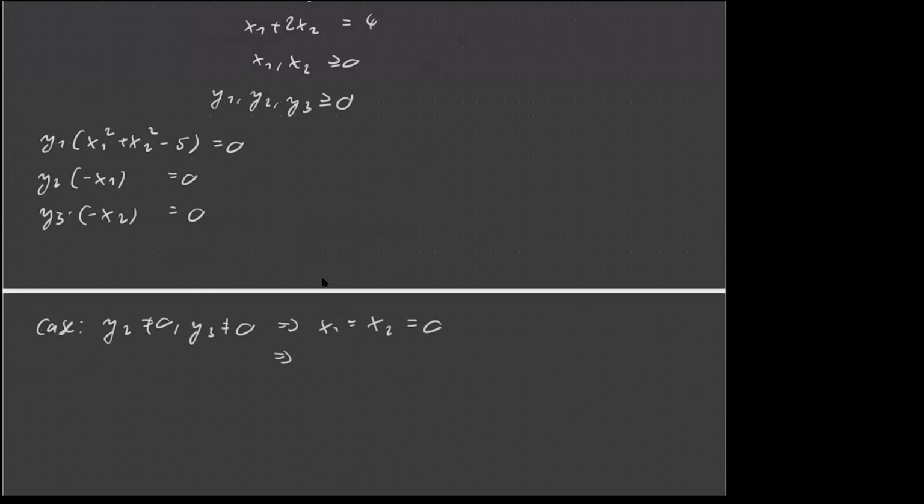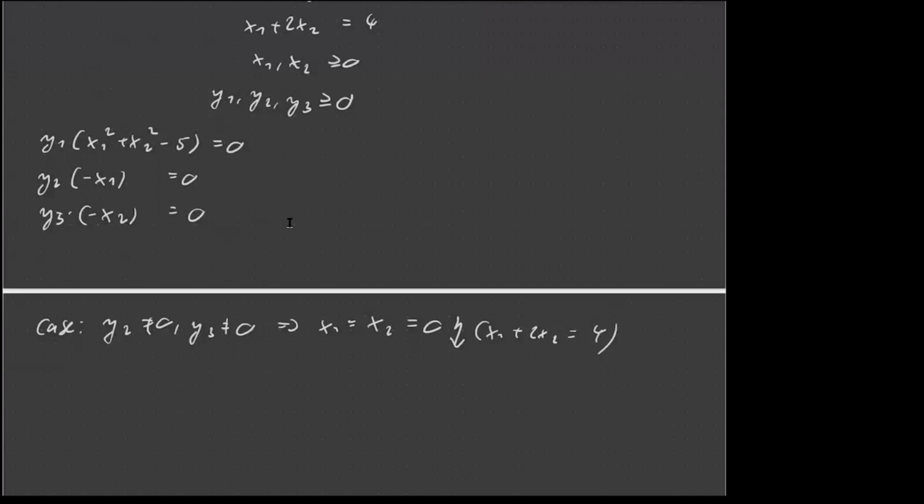And that would imply that conflicts with x1 plus 2x2 equals 4. Okay, so that case cannot happen. And that means we can structure by those two variables, x2 and x3. At least one of those has to be 0.